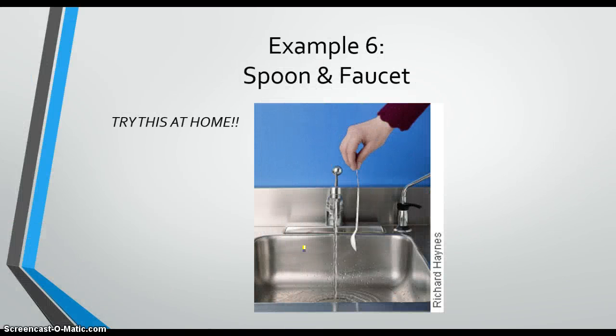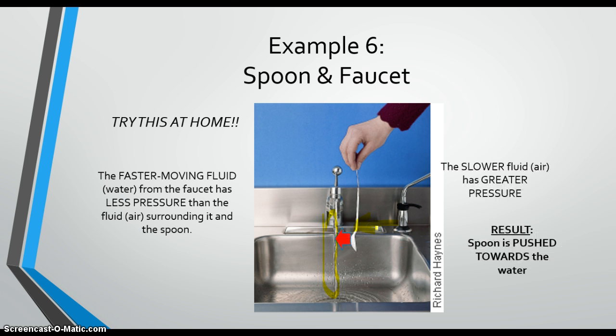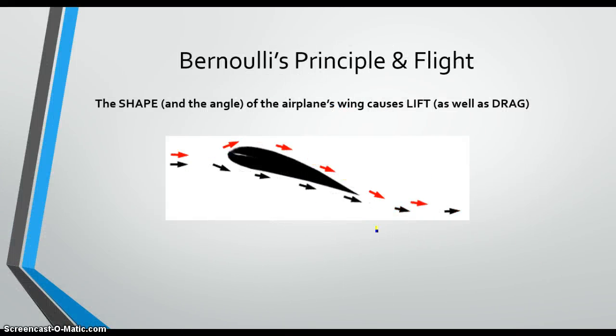So you can try this at home. Example number 6, spoon and faucet. You can just take a second, go get a spoon and turn on the faucet in your sink and just let the spoon dangle next to it and see what happens. You will see that the faster moving fluid, much like the shower, has less pressure than the air surrounding it and the spoon, and the result is that your spoon can be pushed towards the water. It's a little weird to watch because you're not doing anything to it except just observing that the spoon's moving towards the water. So what does this all mean in terms of flight?